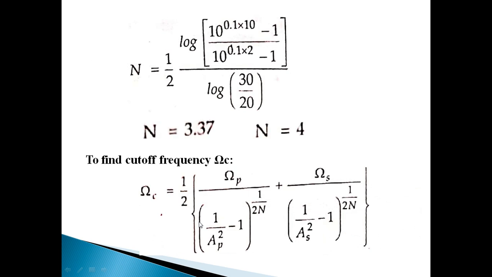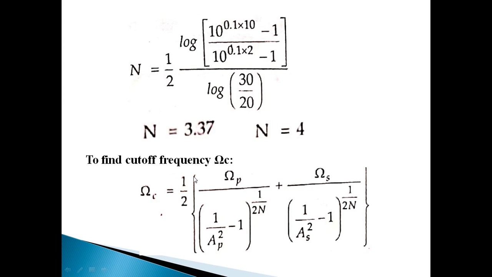After substituting the values of omega p and omega s, the value we are getting for N is 3.37. We always try to consider the filter order as an integer, so we round off the value of N to the higher value, that is N is 4 now. We are getting 3.37, so we need to make it 4. So now the order of the filter is 4.